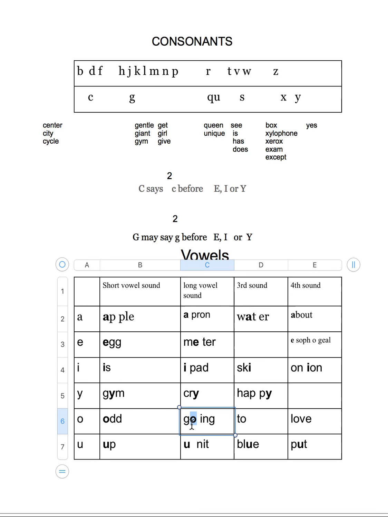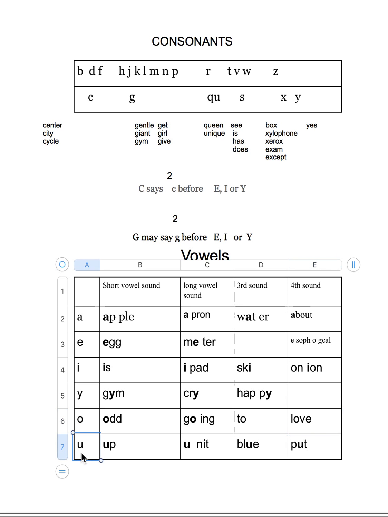Going. I'm clapping my hands. My mouth is opening every time I clap my hands. That's a syllable, the smallest part of the word. Going, and O says O at the end of a syllable. The O says oo in two. Two. And in love, the same sound as in up, onion, and about.